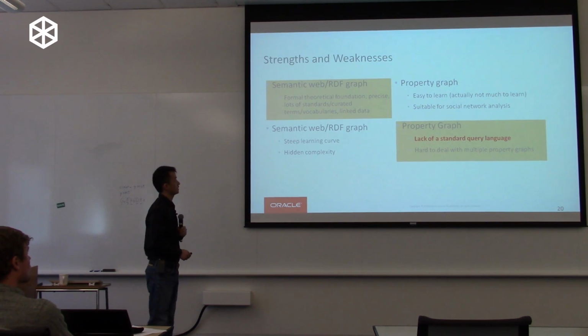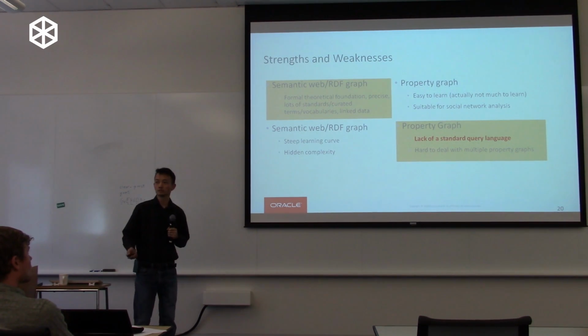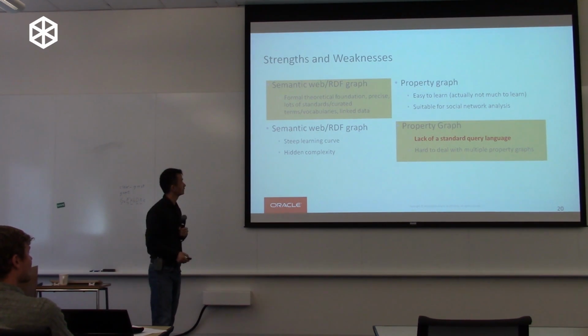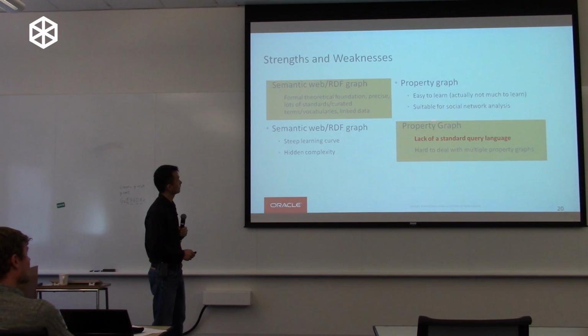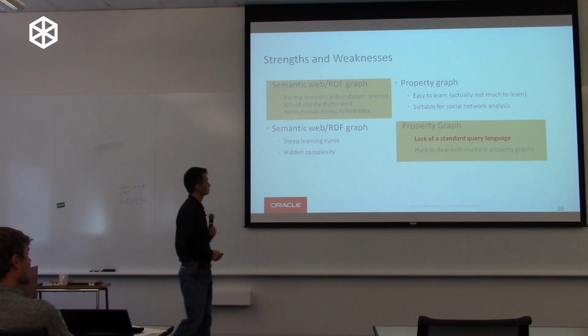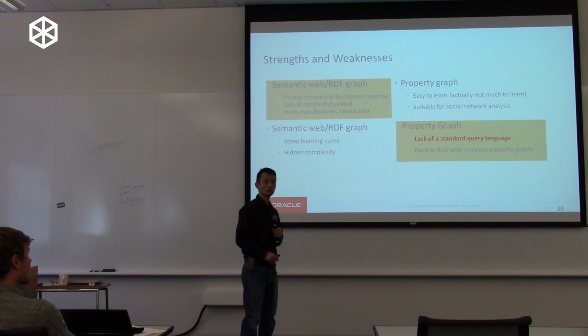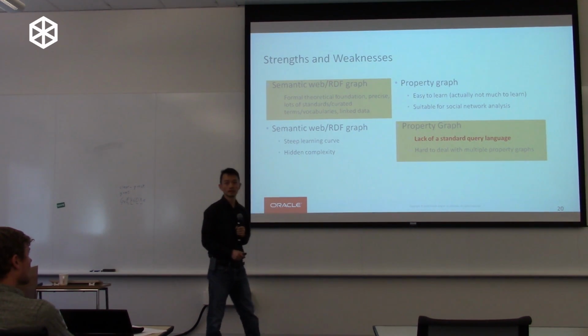If we look at the strengths of property graph, it's easy to learn. There's not much to learn, actually. There are no standards, no specification for you to read, whereas here you have hundreds of pages. And property graph is more suitable for SNA, social network analysis.